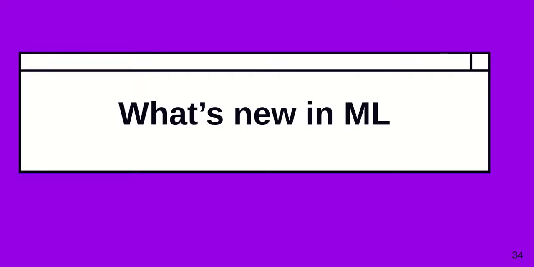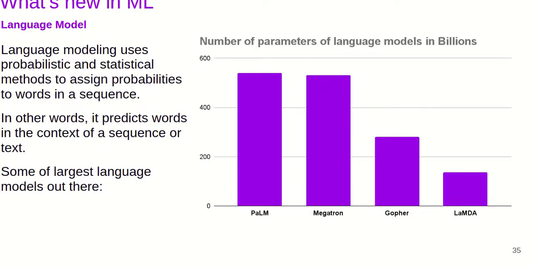So let's finish with our last section, which is what's new in machine learning, and we are going to talk about the new models in machine learning and what people are doing at the top level. And so here we are going to talk about language models. Language models, simplified, are probabilistic statistical methods that assign probabilities to words. So we have a sequence of words, a text, and we're going to assign probabilities to these words.